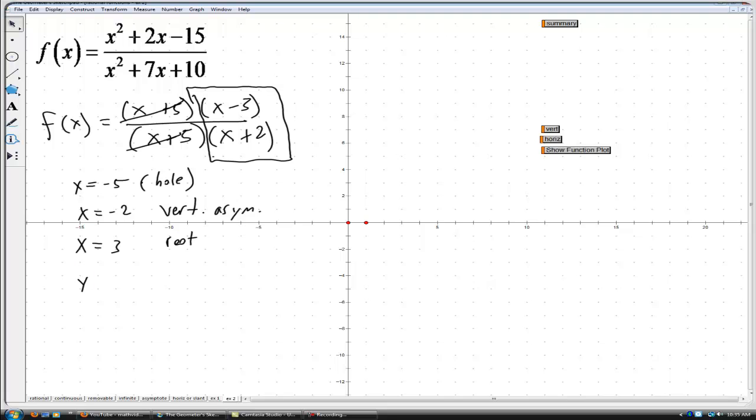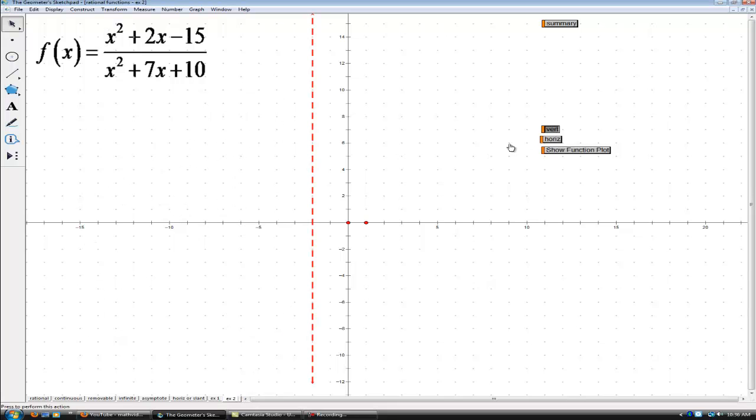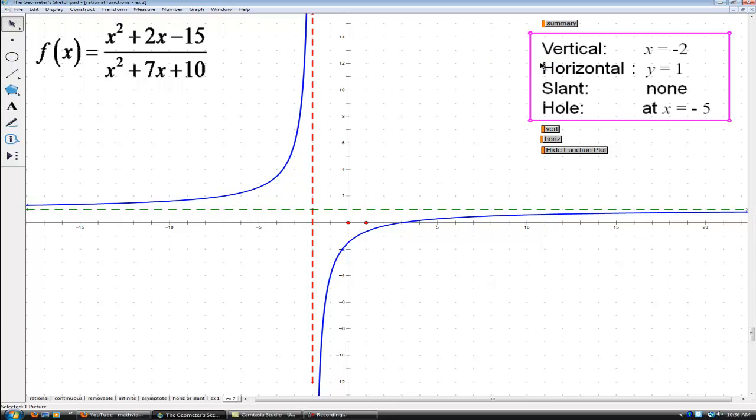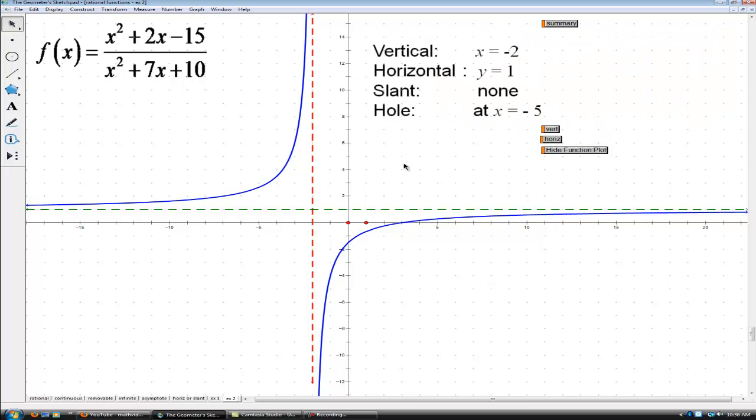My y-intercept is -3/2. If the degree of numerator and denominator are the same, that tells me that my horizontal asymptote does exist. So that's y equals 1. There's our vertical asymptote, our horizontal asymptote. Here's our function, and don't forget, where was our hole located? At -5. There is a removable discontinuity right at x equals -5. And here again is a summary of important information for the graph of this rational function.